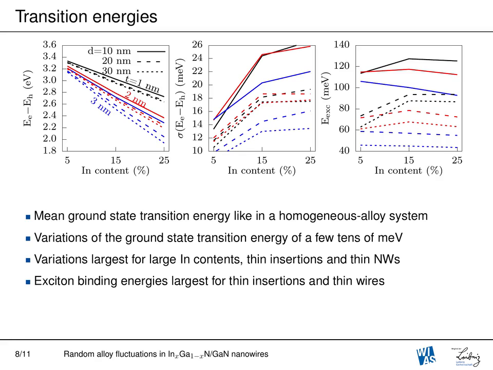What we have a look at next is the exciton binding energies, and we see that generally speaking the average exciton binding energies are also largest for thin insertions and thin wires, and for some systems they increase slightly with the indium content, but in other thicker systems or other wires, we basically see that they start to decrease again later on.